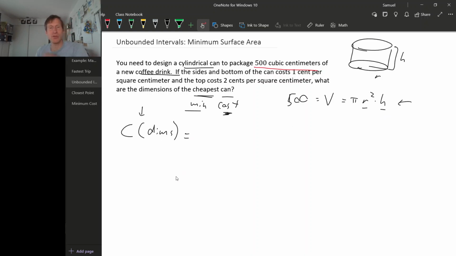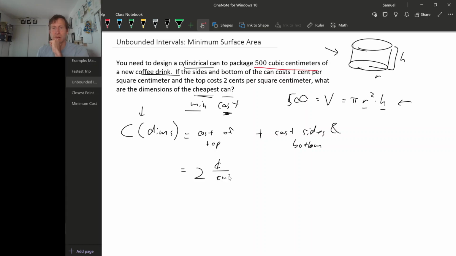All right, so what is the cost of this can? So it's the cost per unit area of the top. So it's the cost of the top plus the cost of the sides and bottom. Okay, so the cost of the top is going to be 2 cents per square centimeter, times the number of square centimeters, which is going to be the surface area of the top. So what is the surface area of the top of this can? Well, the top is just a disk, so that's pi r squared.